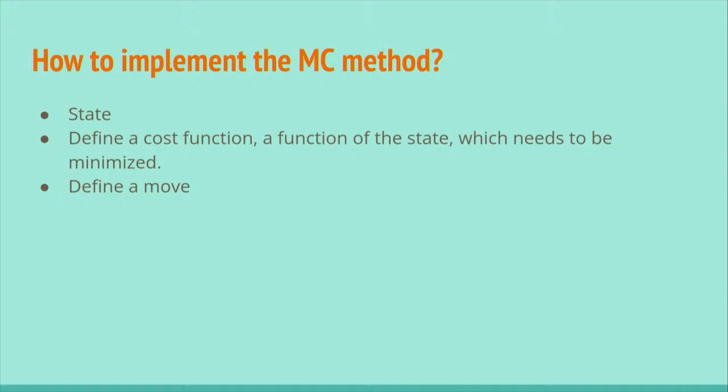The second thing you need is to define a cost function. Physicists call this an energy, but in general it's called a cost function. A cost function is a function of the state. And that is the thing which you want to minimize or maximize or optimize depending on the context. And finally, we need to define a move. A move is something which takes one state to another state. So a rotation, for example, for bala would be a move. For traveling salesmen and for other combinatorial problems, there are different kinds of moves.